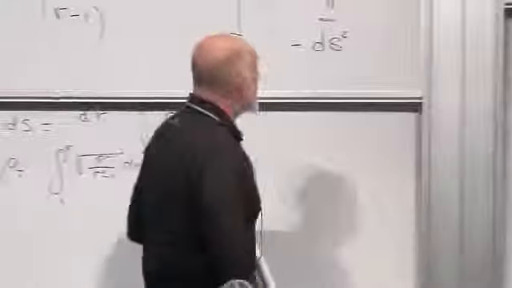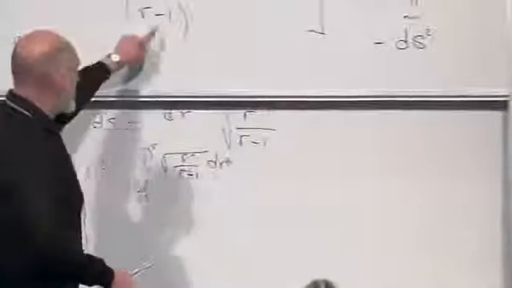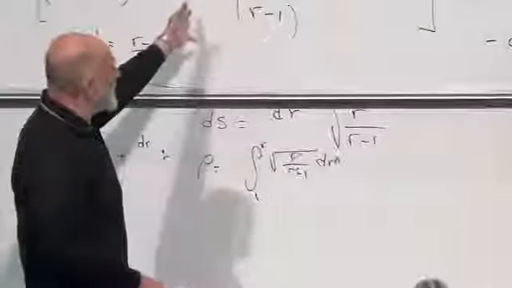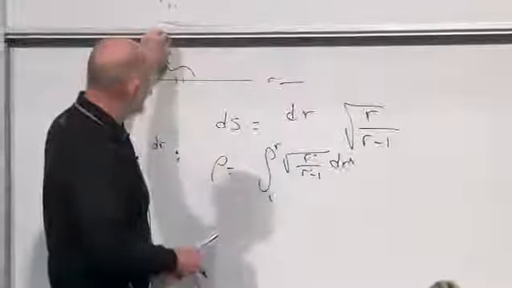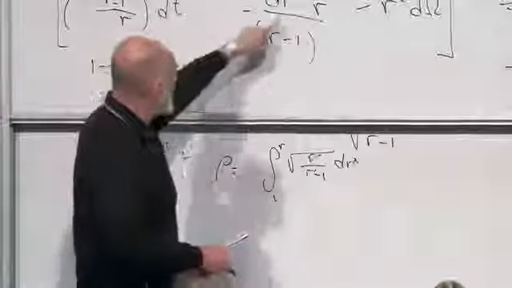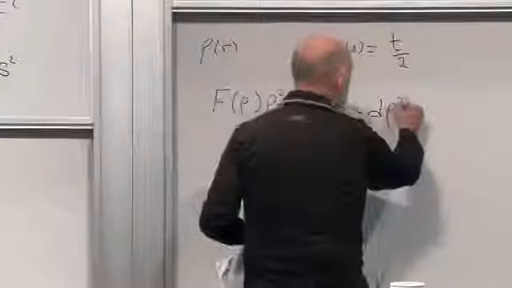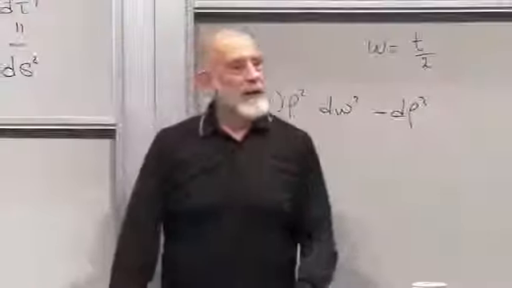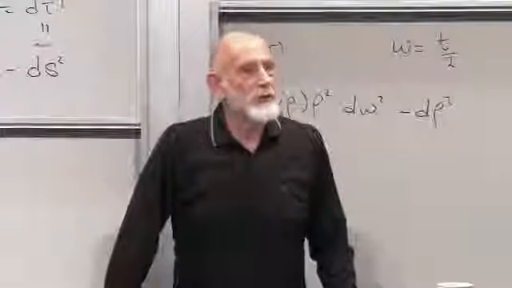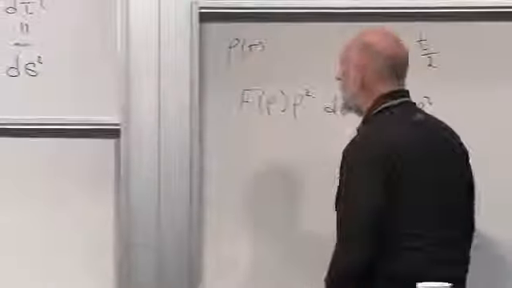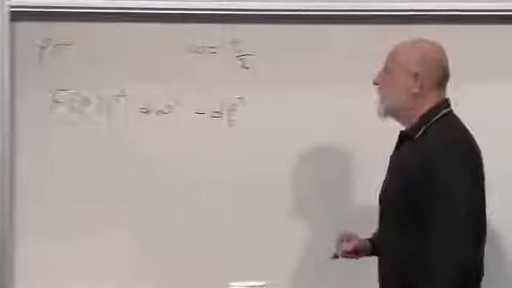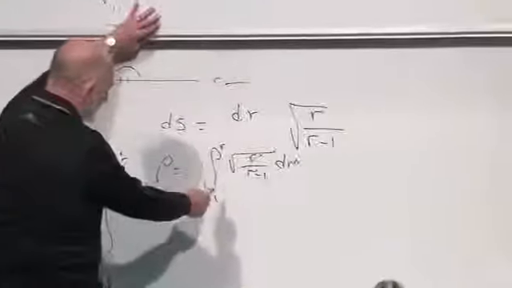Okay, next, what about this piece over here? This piece over here looks like it's going to be a mess, but it's not a mess. It's very simple. It is just minus d rho squared. Why is it minus d rho squared? The reason is because rho was defined to be proper distance. And S is defined to be proper distance. The whole point of changing variable to rho. There it is.